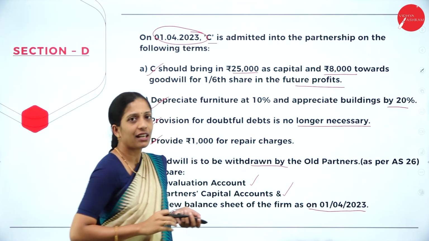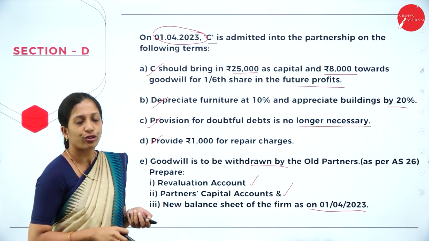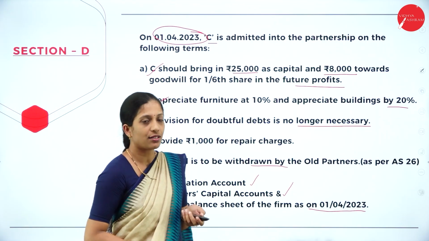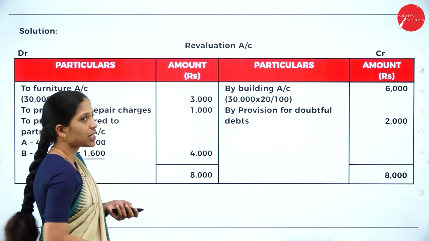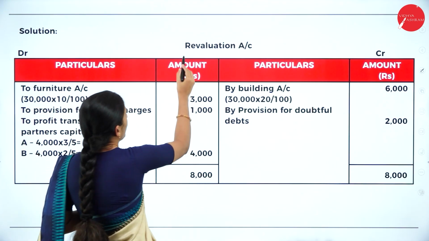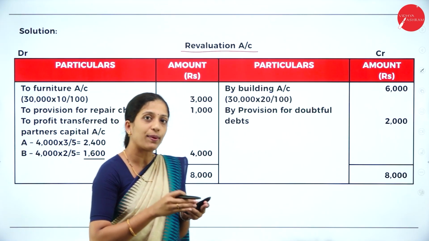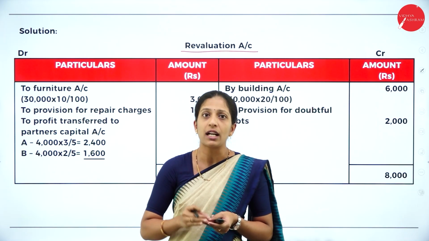Okay, so hope you are clear with the question. Now we shall directly go through the solution where we can go through each and every adjustment in detail. Now, if you see the solution, you will begin with the heading revaluation account. Don't get confused between revaluation account and realization account.